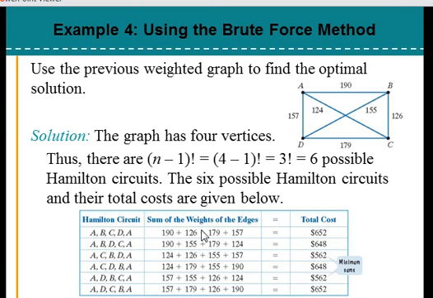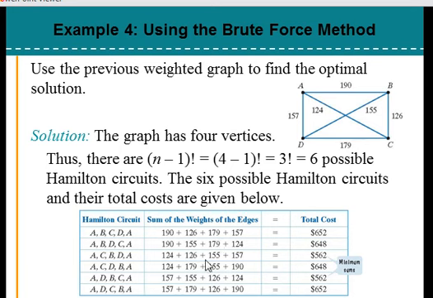And then we add the weights on the edges. When we go from A to B, we have 190. That's what we have there, plus B to C. B to C is 126. That's the next number we have here, 126. Plus C to D. C to D is 179. That's the next number we have here. And then plus D to A. Because this is a circuit, we have to end up where we started, so we go from D to A. D to A is 157. We add these numbers together, we get 652.